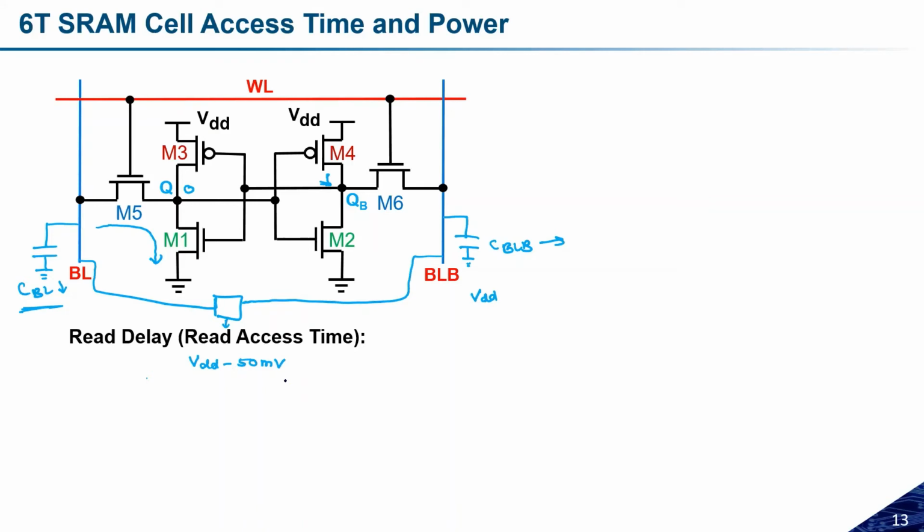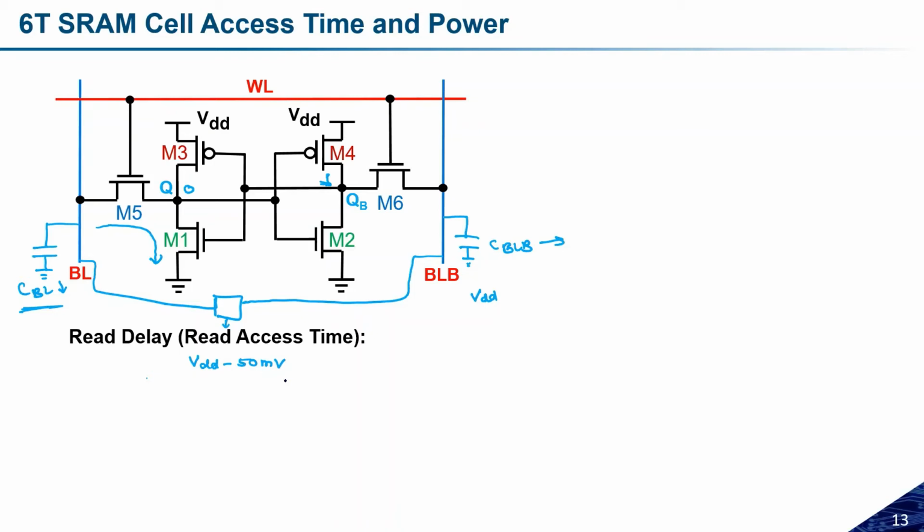Okay, so we need to check the sensitivity of this sense amplifier, like what minimum voltage it can sense. The property of the sense amplifier is that it can sense a minimum of 50 millivolt. So at least a 50 millivolt difference should be there between the two capacitors. So that is where this 50 millivolt comes from.